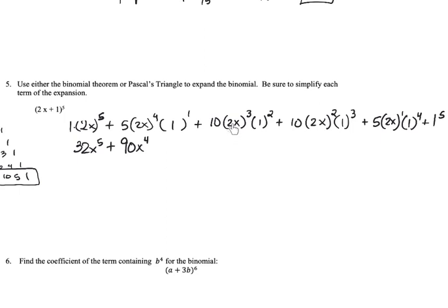Okay. Here we have 2x cubed, so 2x raised to the third power is 8x cubed. And then 8 times 10 is 80. And then 1 squared is still 1. So that's 80x to the third. 2x raised to the second power is 4x squared. 4 times 10 is 40. 40 times 1 is 40. So that's 40x squared.